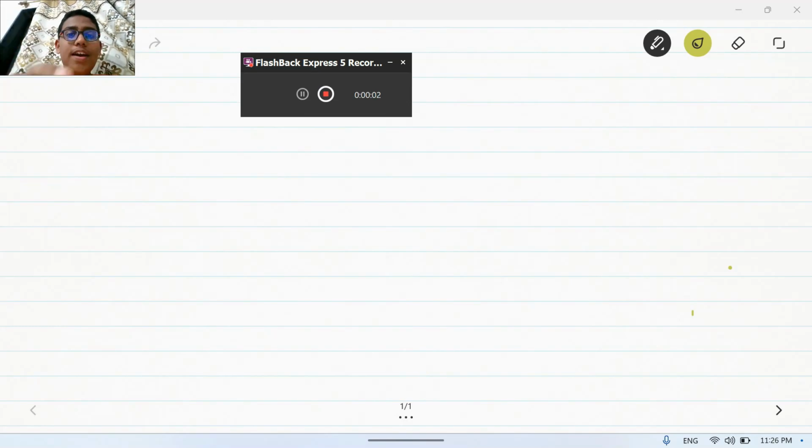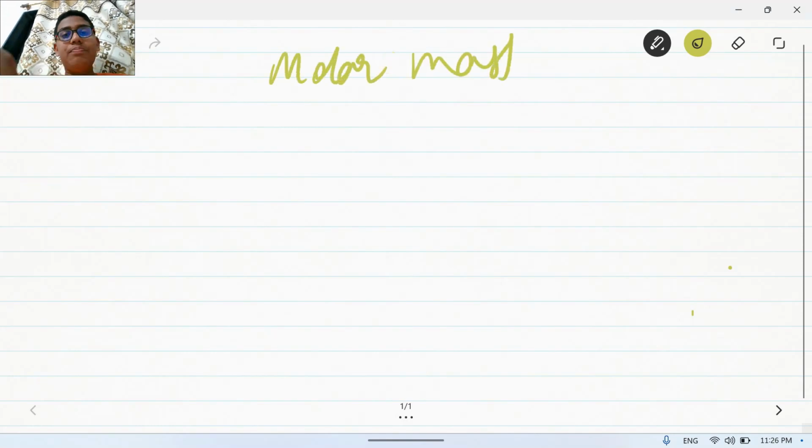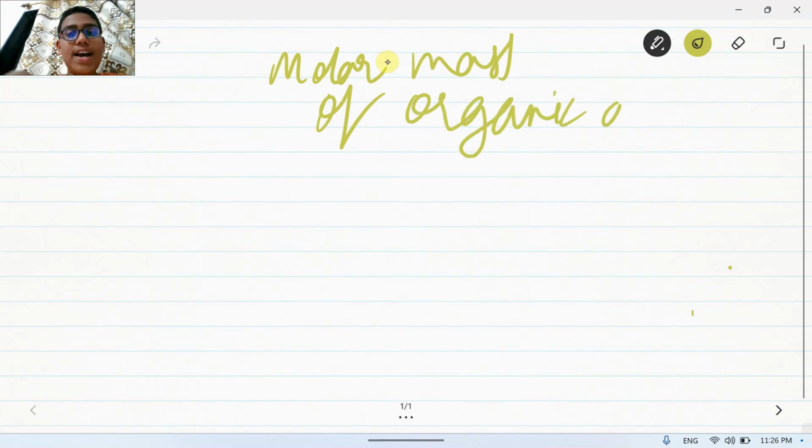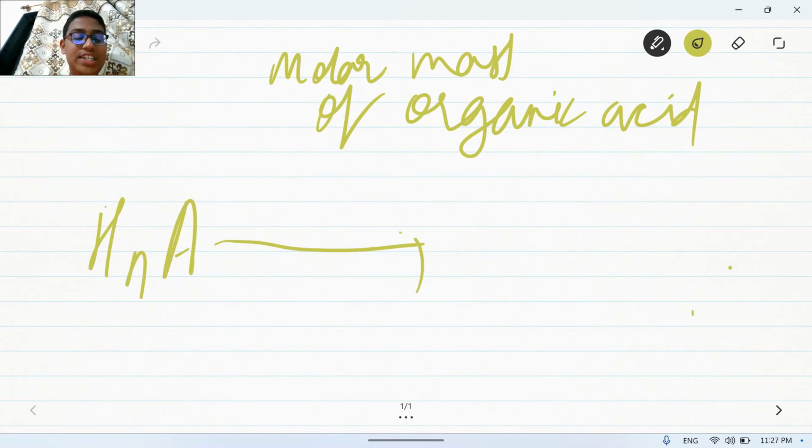Hello, so today we are going to find the molar mass of organic acid. Okay, so let's start. Let's take the organic acid as HnA, where H is obviously hydrogen and n number of hydrogens can be there, and A might be any group of an organic acid. So this is a chemical process, it's carried out in lab. So what happens in it, let's see.